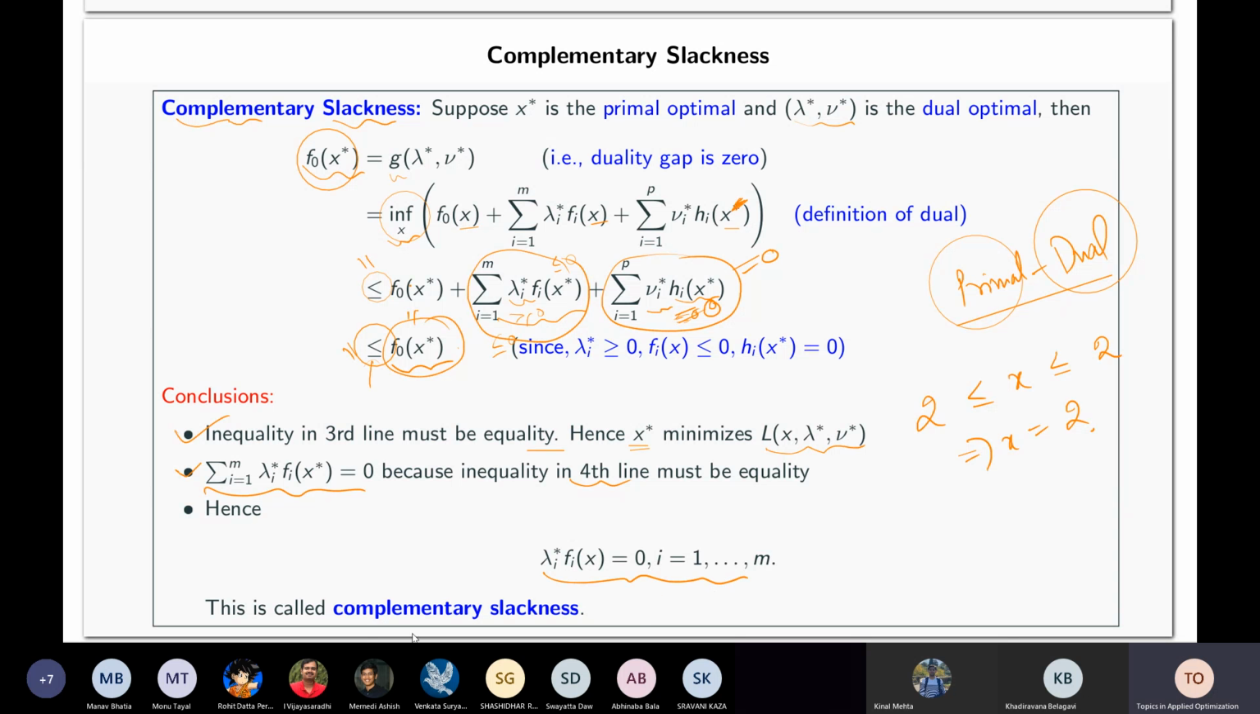And this is called complementary slackness. So if the duality gap is 0, or in other words, strong duality holds for a problem, then this condition holds, and this is called complementary slackness. For strong duality, this is what we have.